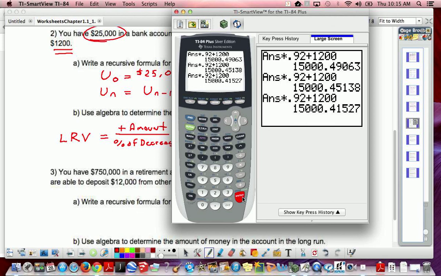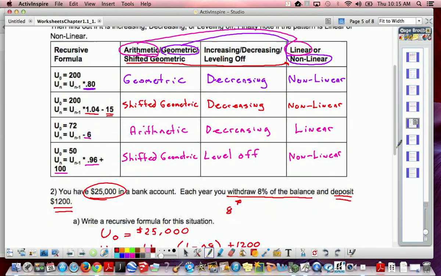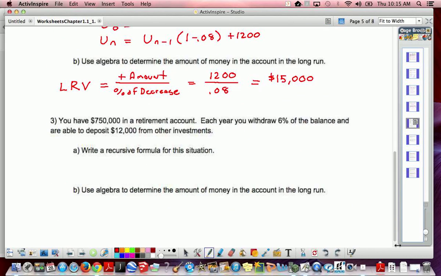All right, let's take a look at the last one here on the page. Same type of problem. You have $75,000 in a retirement account. Each year you withdraw 6% of the balance, but you're able to deposit, again, $12,000 from other investments. So this time, instead of 1,200, it's 12,000. So we want to write the recursive definition. Again, how much did we start off with? Wow, $75,000. That's a nice retirement account.